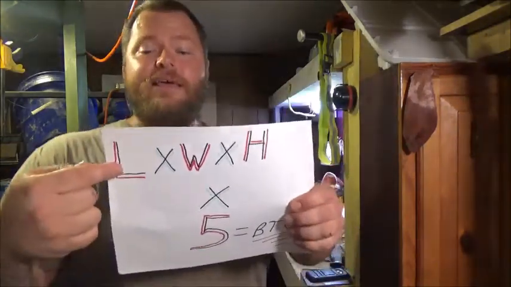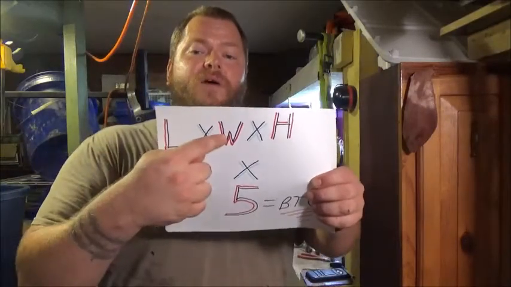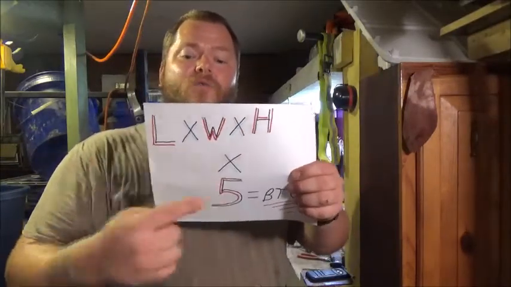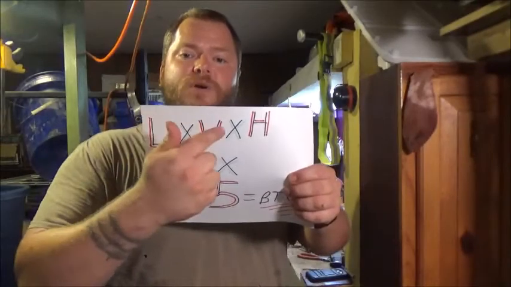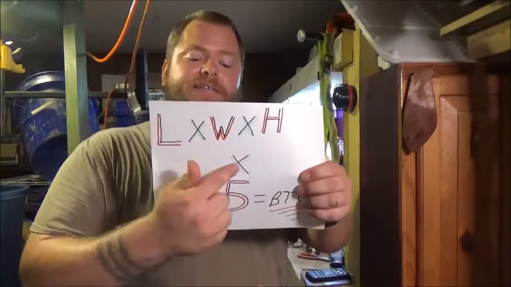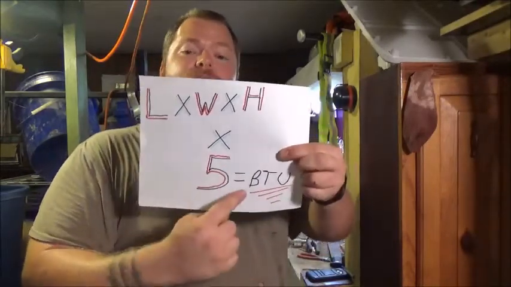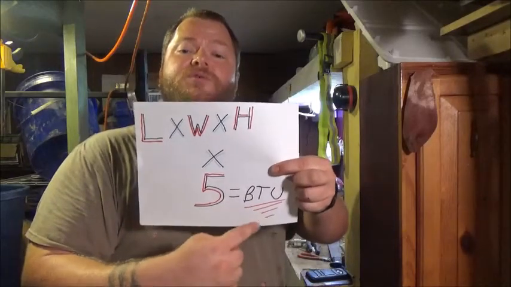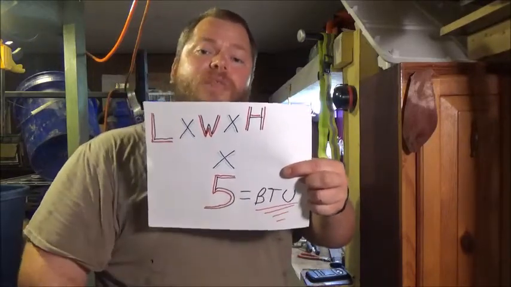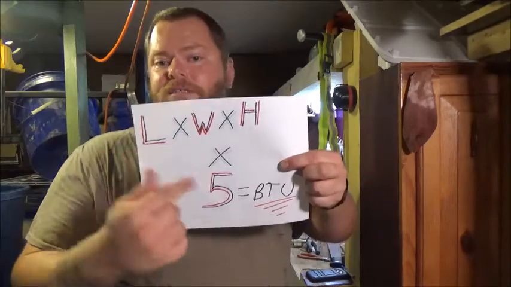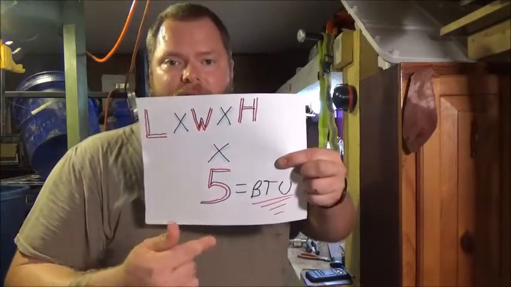Alright, the simple calculator is length of your room by the width of your room by the height of your room. Length times width times height times 5 equals the BTUs you need to heat or cool that room. Okay, this is the simplest calculator I've found.